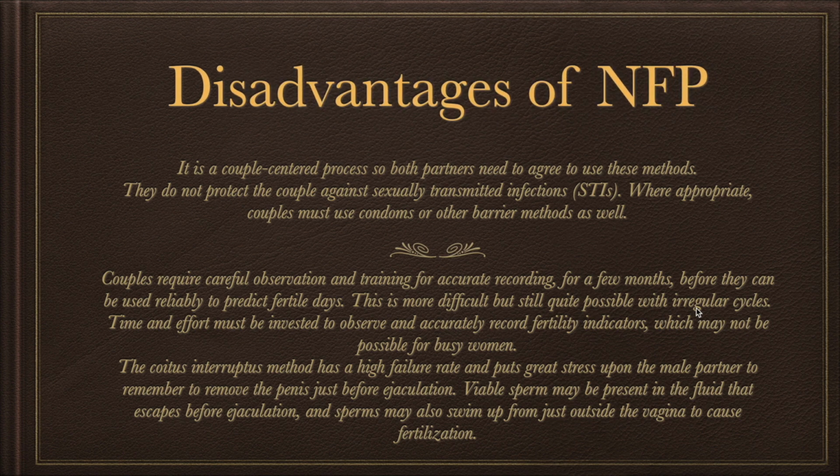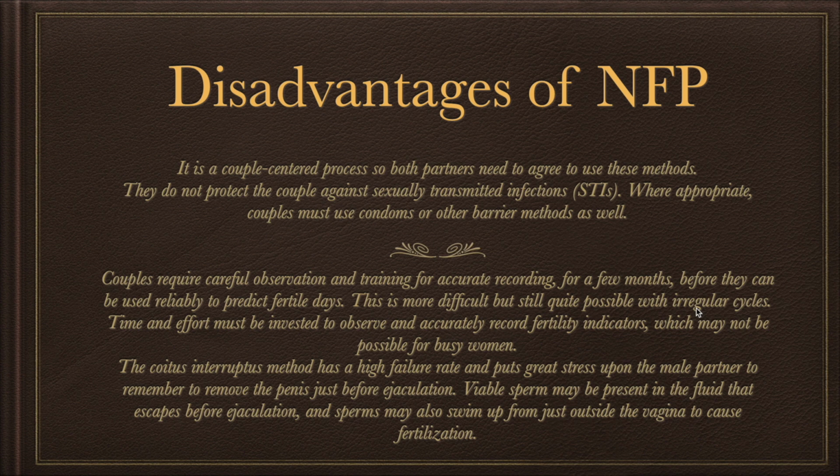Now let's come to disadvantages of natural family planning. It is a couple-centered process, so both partners need to agree to use this method. They do not protect the couple against sexually transmitted infections; where appropriate, couples must use condoms or other barrier methods as well. Couples require careful observation and training for accurate recording for a few months before they can be used reliably to predict fertile days.